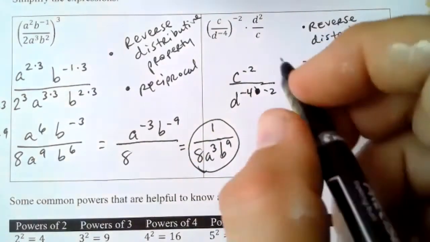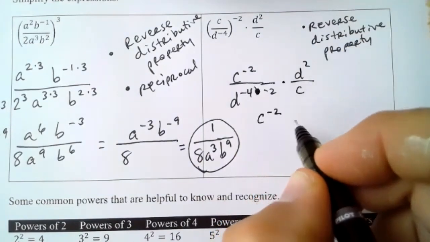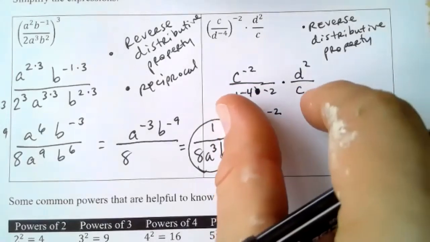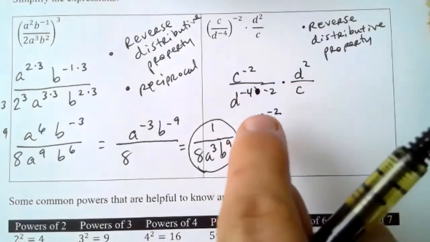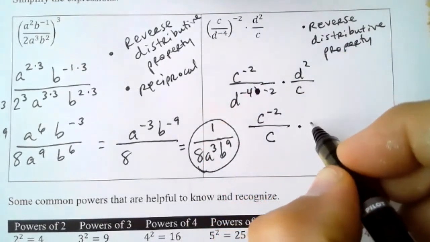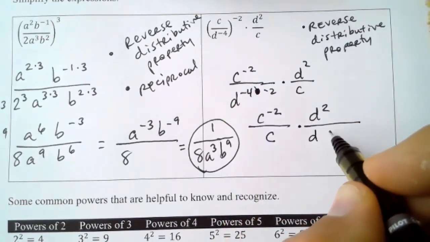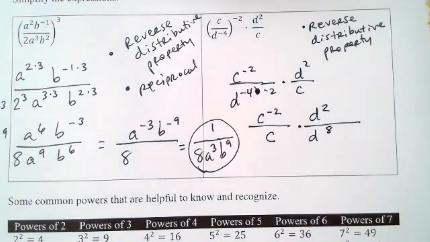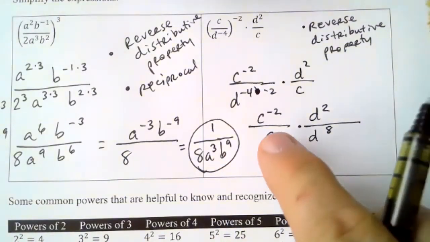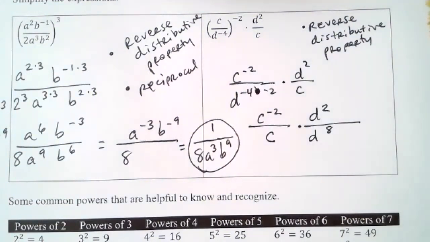Now let's rework this. So this is going to be c to the negative 2. I'm going to move these c's and d's around to where they're underneath each other. So I'm just going to do what's called the commutative property and flip this around and put that c over here. And then I'm going to put the d squared on top, and then over here on the bottom, I'm going to put d to the 8th power because negative 4 times negative 2 is 8. So now you see how I can just basically move that around. That's called commutative property, all right?